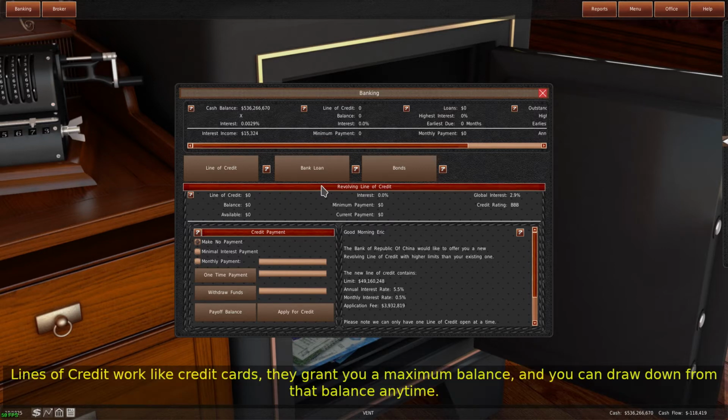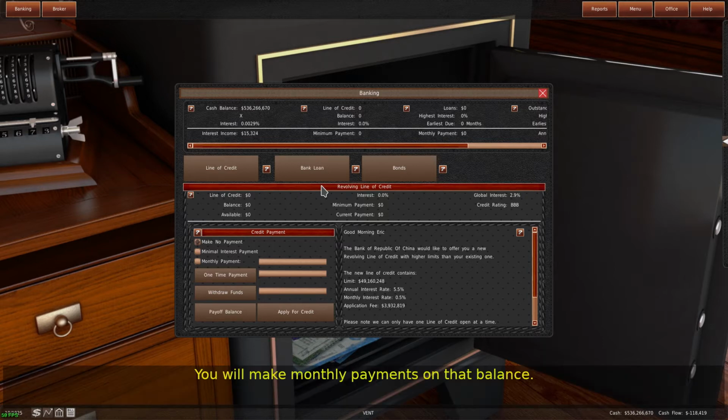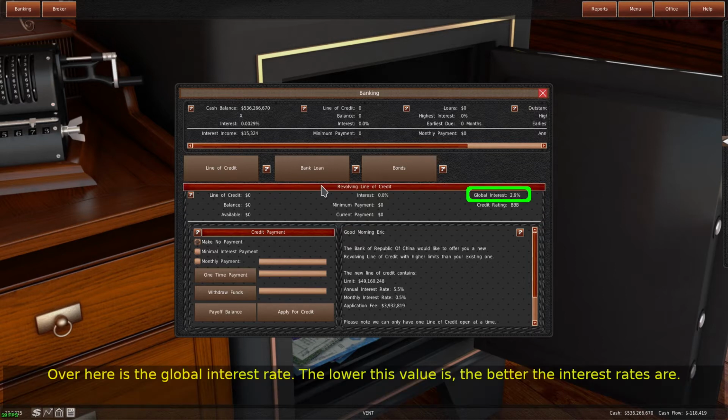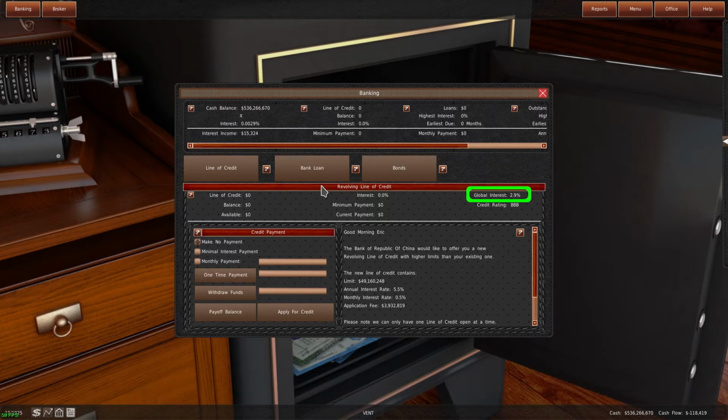Lines of credit work like credit cards. They grant you a maximum balance, and you can draw down from that balance anytime. You will make monthly payments on that balance. This area contains information about your line of credit, your current balance, the interest percentage, and how much you're paying per month. Over here is the global interest rate. The lower this value is, the better the interest rates are.